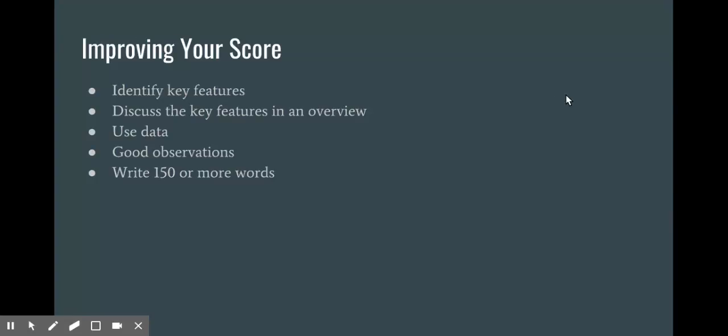Now, if you write 149 words, will they deduct from your score? Honestly, I don't know. Sometimes some people will say they won't if you're a few words short, but that's not a chance that I would be willing to take. So my advice is make sure you get to 150 words. Aim for 160 to 180. That way you're always safe. So when you practice and you count your words, try and make sure you get to at least 160.